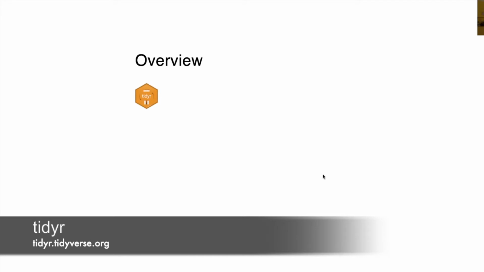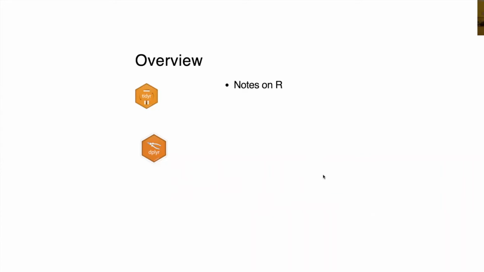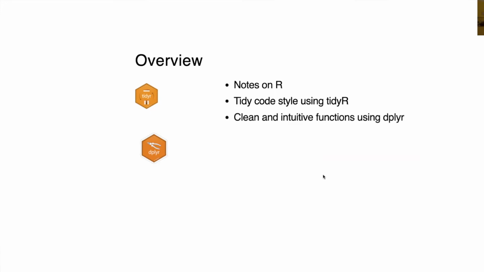So what we're going to talk about is tidyr. This is the hex sticker for the tidyr library. We're going to talk about dplyr. That's another library. R libraries often have these hex stickers. If you were with me, you would notice my laptop is covered in these things. I'm a big fan of R libraries. So I'm going to give you a few notes on the R programming language. I'm going to talk about tidy code and how to have good style, or how at least to have a neat kind of style using the tidyr library.